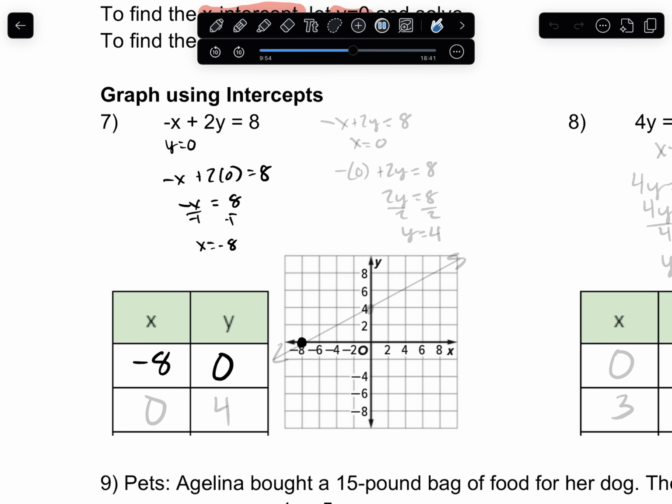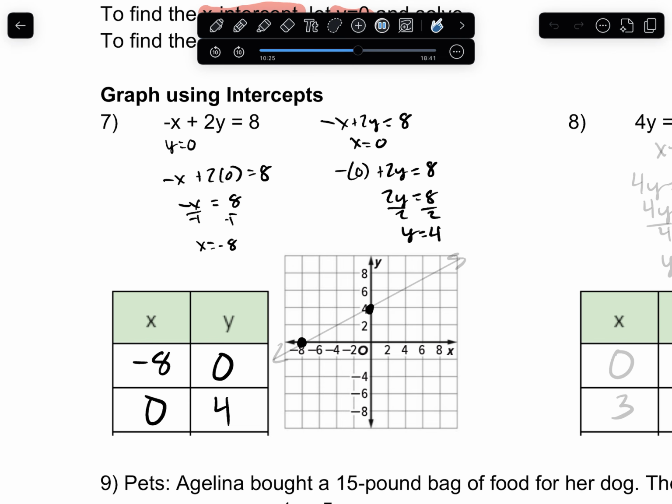So now what about my y-intercept? That's when x equals 0. So -x plus 2y equals 8. And this time my x equals 0. So then I have -0 plus 2y equals 8. So really I'm just left with 2y equals 8. Divide by 2 on both sides, y equals 4. So that means my y-intercept is (0, 4). And I can graph that.